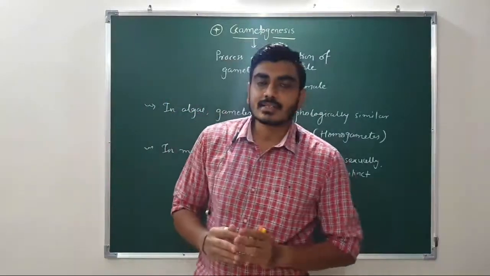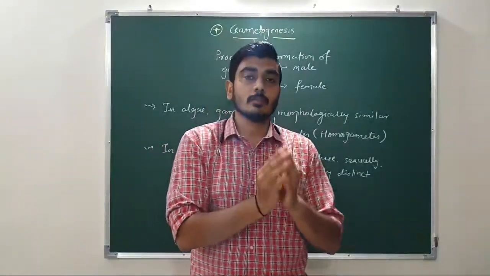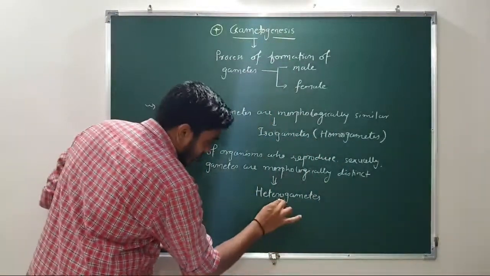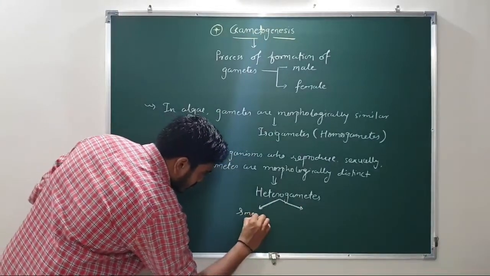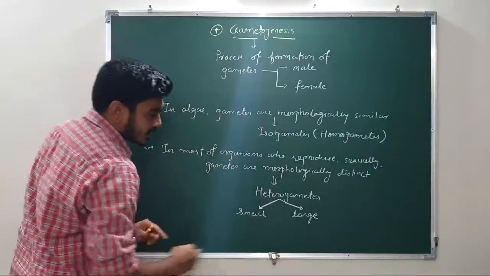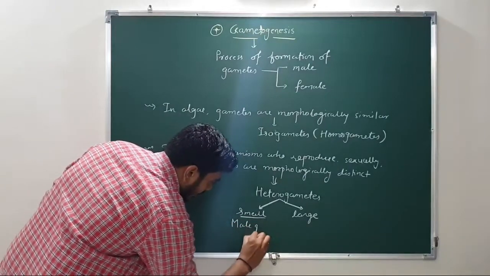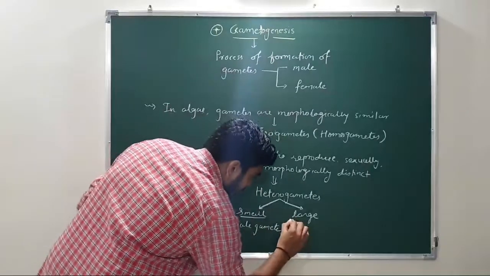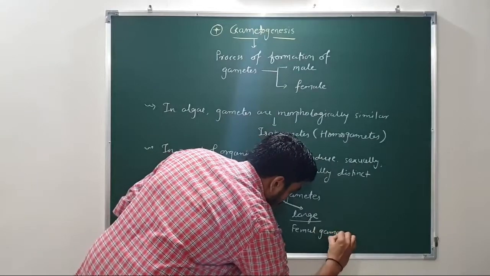Now, morphologically distinct means that some gametes are small in size, while in comparison to those gametes, the others are large in size. So when we consider heterogametes, some gametes are small in size, while some are large in size. In most organisms, these small sized gametes are considered as male gametes, while the large gametes are considered as female gametes.